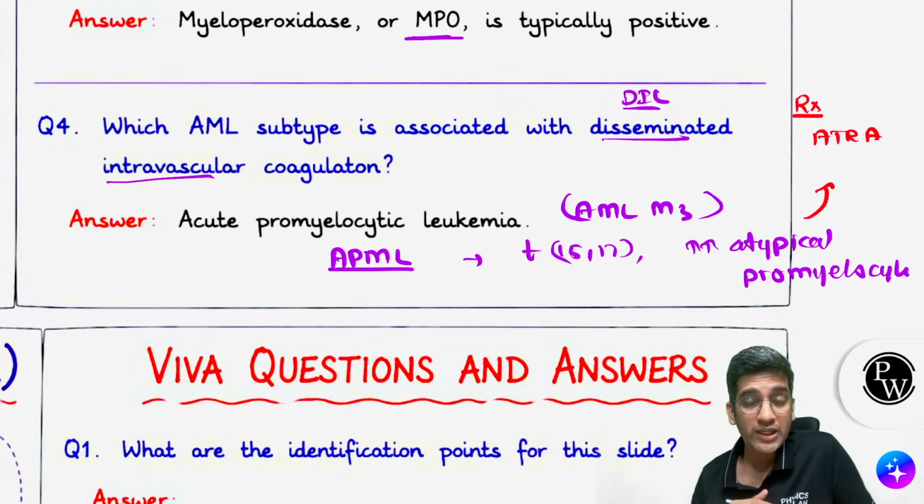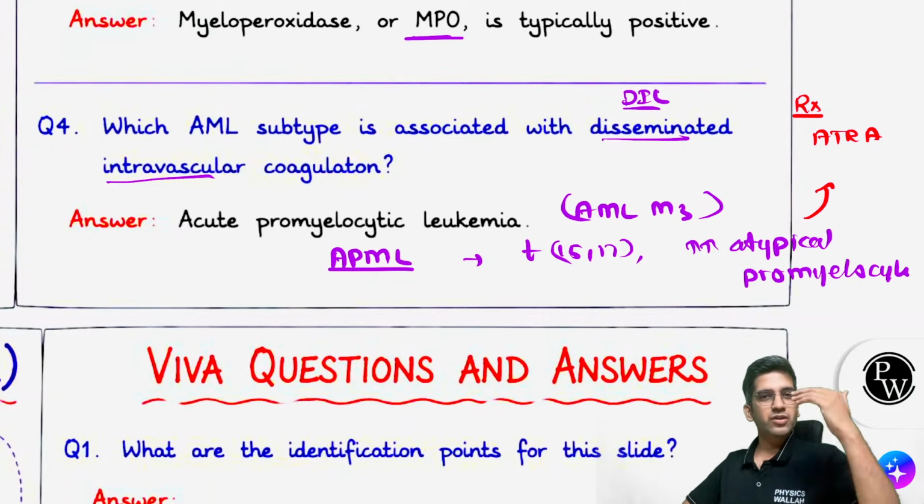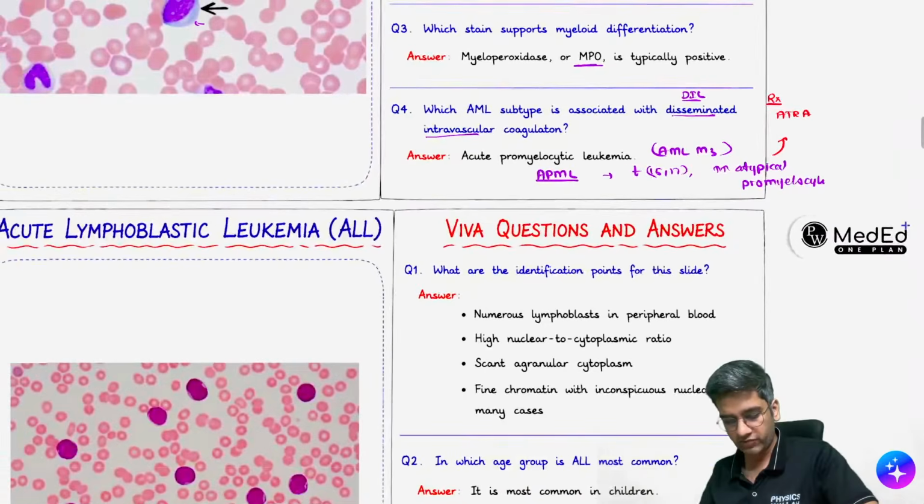And this is one of the leukemias with almost an amazing prognosis. Literally, we can cure APML if diagnosed before DIC. Because the moment DIC comes, prognosis definitely drops. You know that for a fact, right?